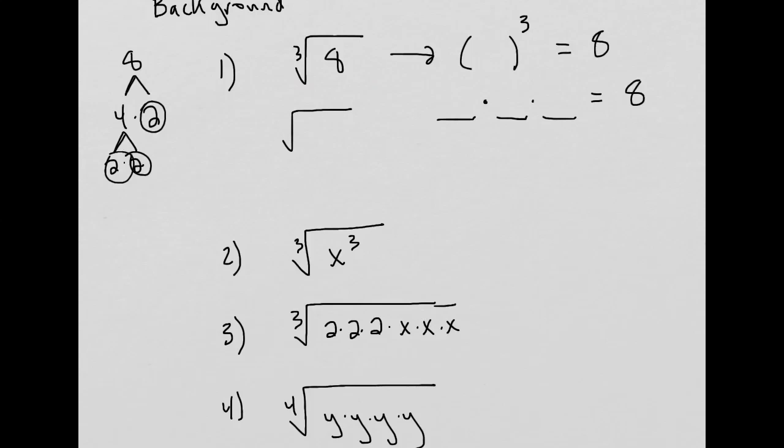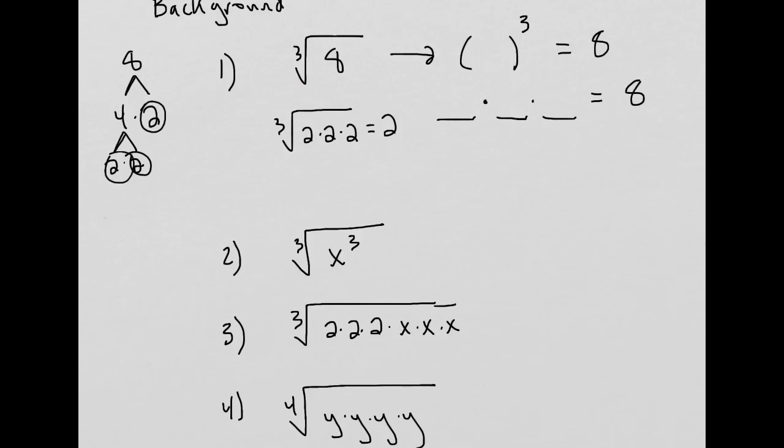So the cube root of 8 is really just the cube root of 2 times 2 times 2. And notice I figured out, okay, well if I take 2 and multiply it by itself and multiply it by itself again, I get 8. So the cube root of 8 is literally just 2.